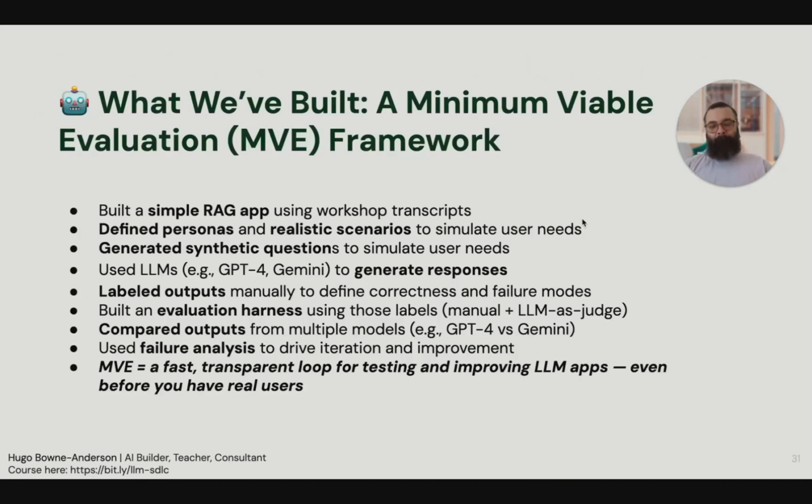Okay? So, in closing, what we've built and talked about is a minimum viable evaluation framework. I've built a simple RAG app and talked you through it. We've defined personas and realistic scenarios to simulate user needs. We've generated synthetic questions to simulate user needs. We've used two LLMs, GPT-4 and Gemini, to generate responses, labeled outputs manually to define correctness and failure modes, built an eval harness using those labels, compared outputs from multiple models, and used failure analysis, which is very important to drive iteration and improvement. Now you can go away and build an MVE, my people. You can build a fast, transparent loop for testing and improving LLM apps, even before you have real users.